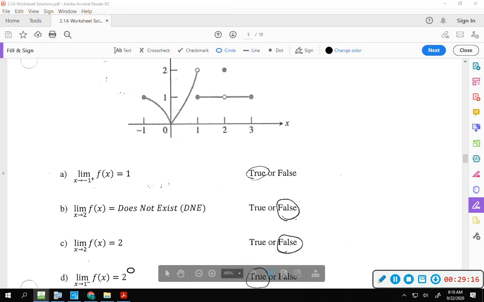D, the limit as x approaches 1 from the left is 2. I'm getting closer and closer to 1 from the left. I'm coming from the left. Yeah, that y value is getting closer and closer to 2.